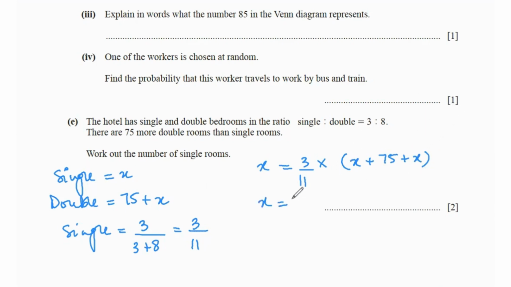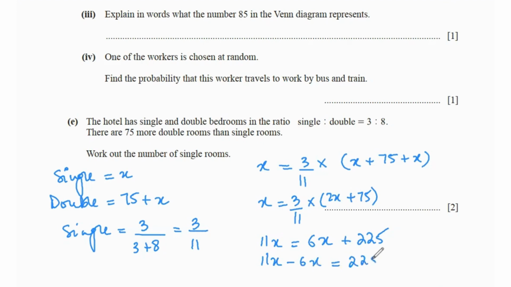So this is going to give us 2X plus 75, which is basically 11X equals 6X plus 225. 11X minus 6X is 225. 5X is 225. And X is going to be 45 because we divide 225 by 5. That gives us the number of single rooms.